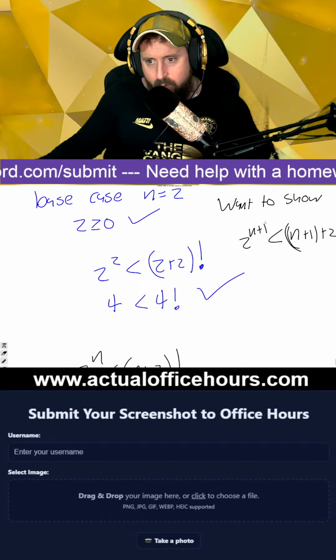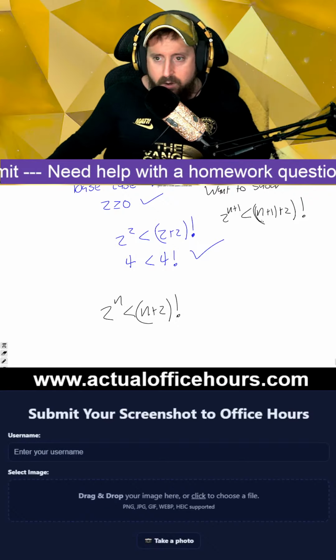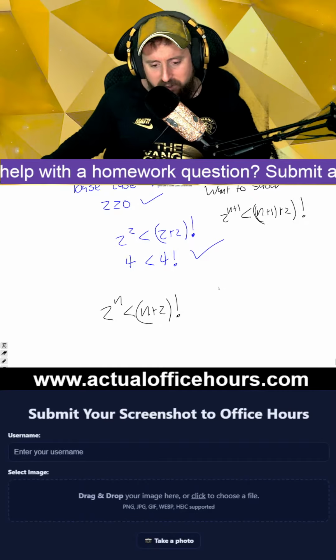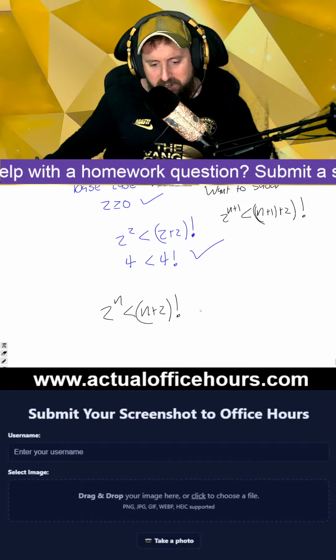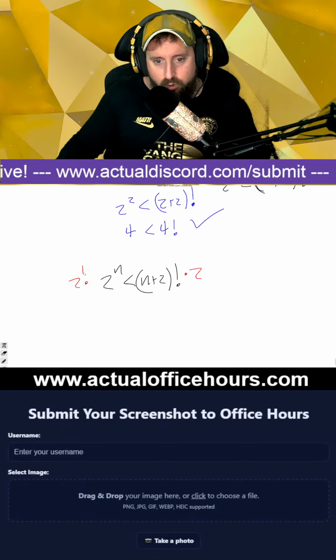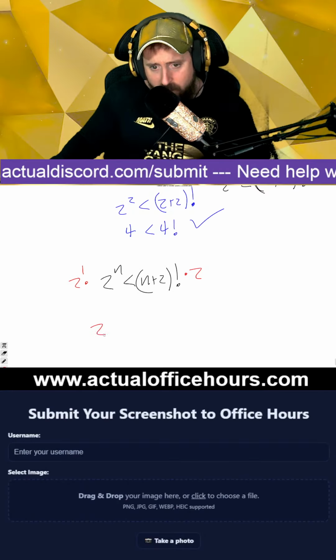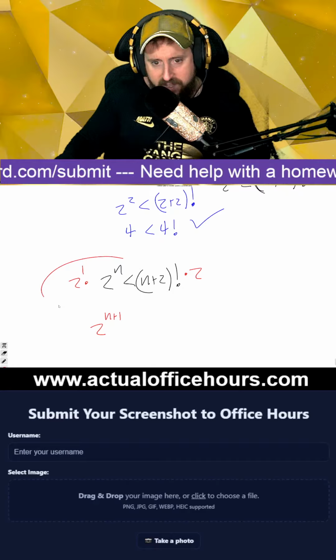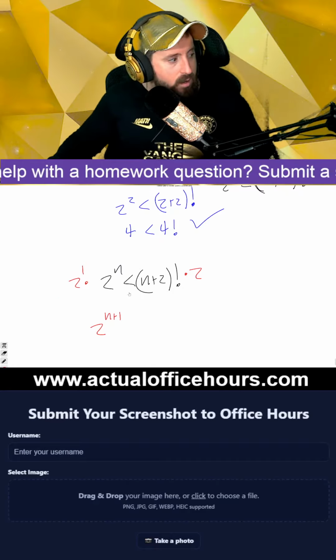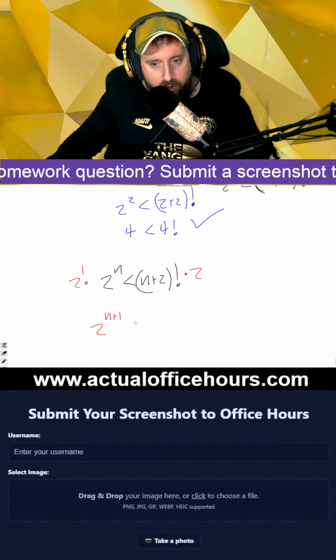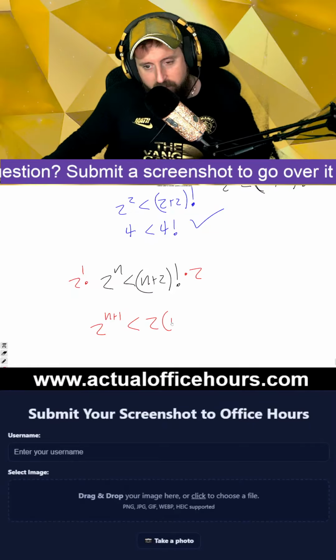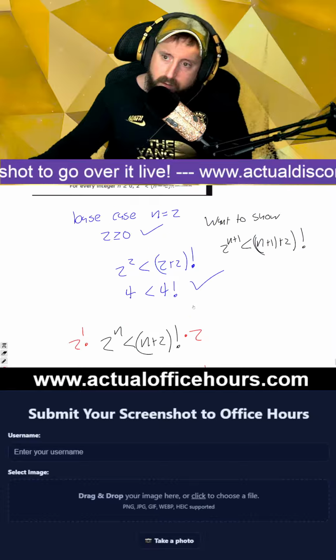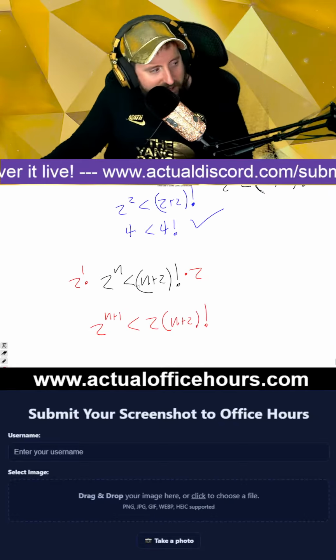So, I want n plus 1. I know to get another plus 1 here, I would need to multiply both sides by 2, right? Let's just multiply. I think it's 2 to the 1 times 2 to the n. So this is 2 to the n plus 1. This is exponent rules. We should know these. And then, we're left with 2 times n plus 2 factorial. Oh. And I want to somehow get that to be n plus 3 factorial?